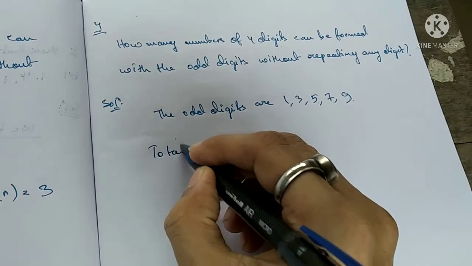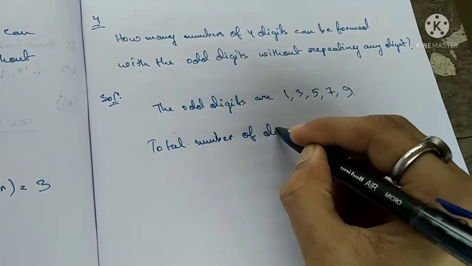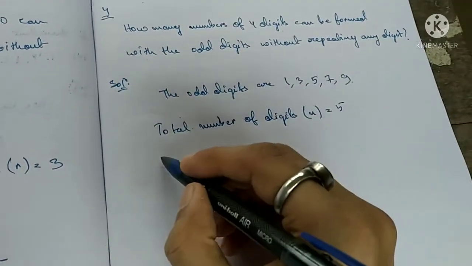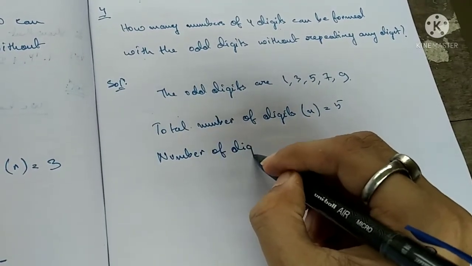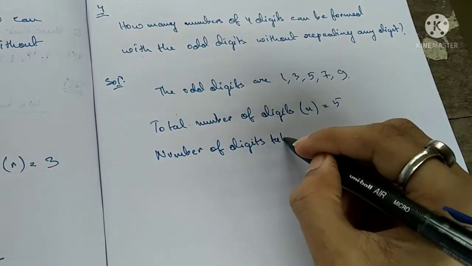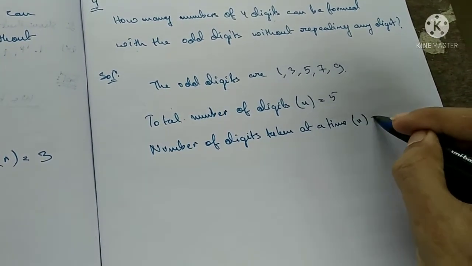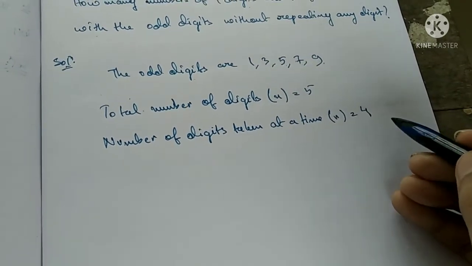So therefore, here the total number of digits, n, is equal to 5. And the number of digits taken at a time, r, is equal to 4, because I am making a 4-digit number, so the number of digits taken at a time will be 4.